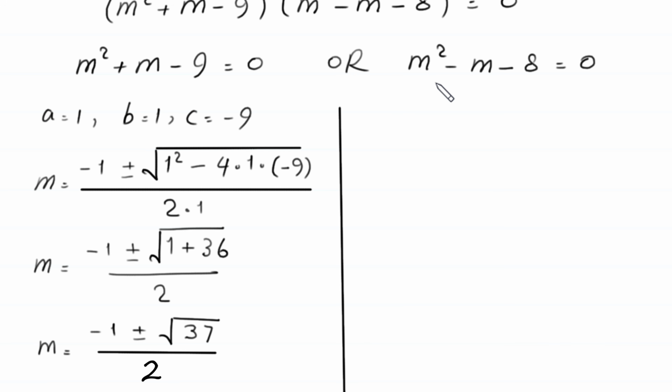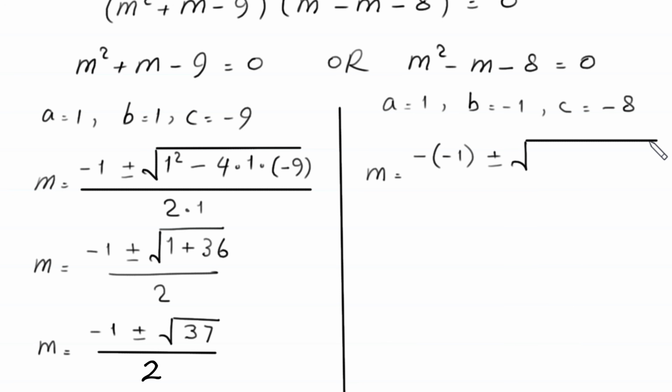And from this quadratic equation we have a is equal to 1, b is equal to -1 and c is equal to -8. And according to the quadratic formula, m is equal to negative times -1 plus minus square root of, in place of b squared we write -1 squared, minus 4 times, in place of a we write 1 times, in place of c we write -8, divided by 2 times, in place of a we write 1.